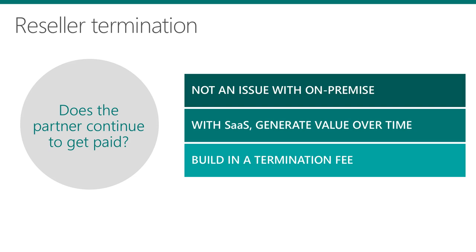Our suggestion is that you build a termination fee into the agreement. This could be a lump sum payment, or perhaps 50% of the normal discount for 12 months after termination. It is easier to get this agreed to when you are signing a contract rather than when things have gone badly.